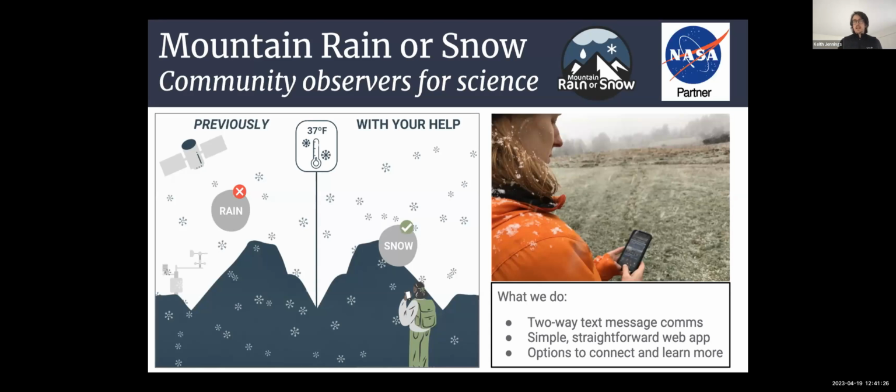So we're getting at this using community observers, and we engage with our community by using two-way text messaging to let them know of incoming storms. We have a simple, straightforward web app where people can mark whether it's raining or snowing or mixed precipitation at their particular location and point in time. And we also have options to connect and learn more. And we do that through Ask Me Anything sessions, through digital report backs to the community, and also live in-person presentations.